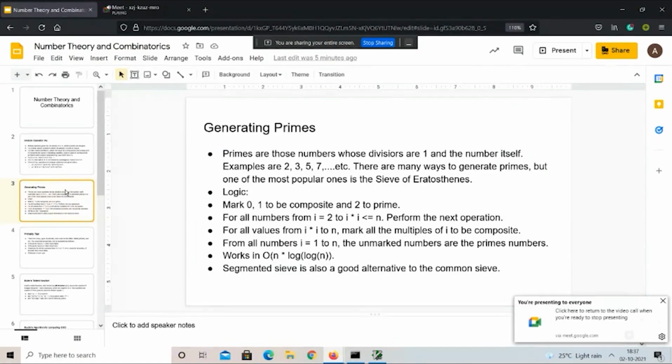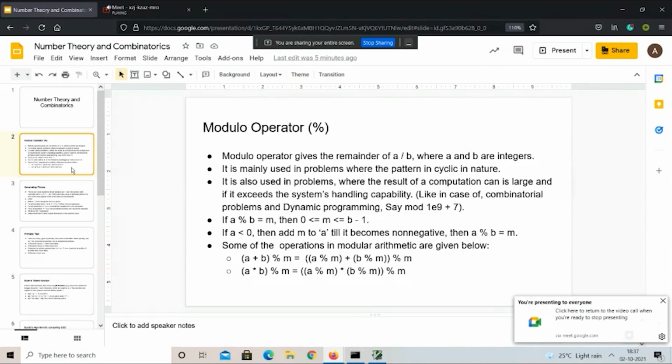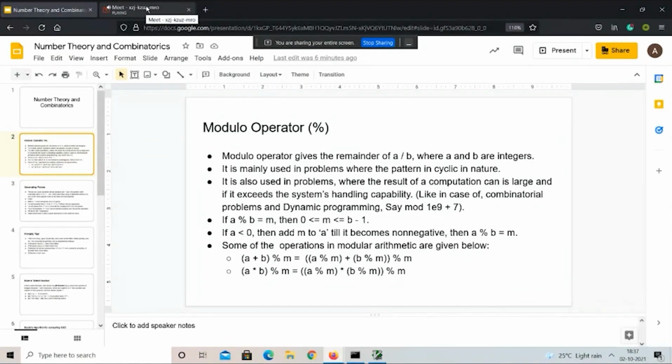Next thing is primes, generating primes. Before I move on to primes, I hope that everyone knows what primes are. Primes are those numbers which have only two divisors, that number itself and 1. So you can say 3 doesn't have any other divisor except 1 and 3. And for 7, you don't have any other divisor except 1 and 7.